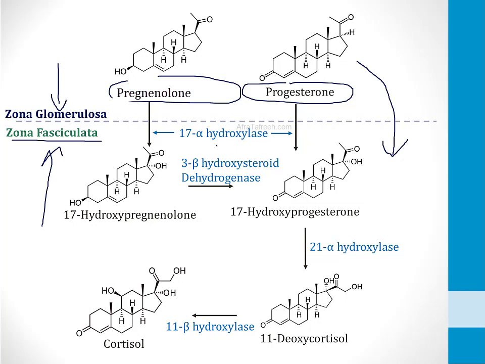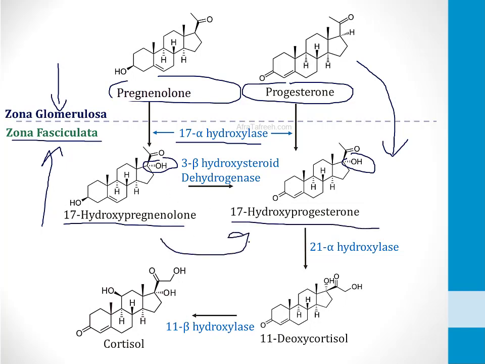The first enzyme in this process is 17-alpha-hydroxylase. It adds a hydroxyl group to the 17 carbon as shown here and here. This creates two molecules. One is called 17-hydroxypregnenolone, the other is called 17-hydroxyprogesterone. And 17-hydroxypregnenolone can also be converted to 17-hydroxyprogesterone by an enzyme called 3-beta-hydroxysteroid dehydrogenase.